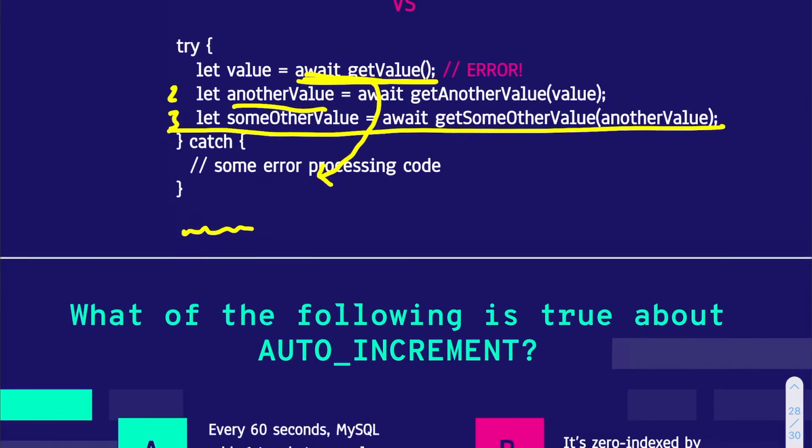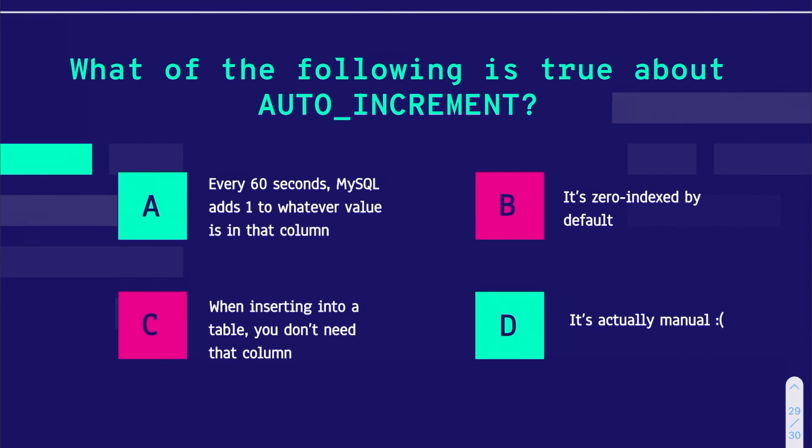All right, next question. Which of the following is true about auto increment? A, every 60 seconds, MySQL adds 1 to whatever value is in that column. B, it's 0 indexed by default. C, when inserting into a table, you don't need that column. Or D, it's actually manual. The correct answer here is C.